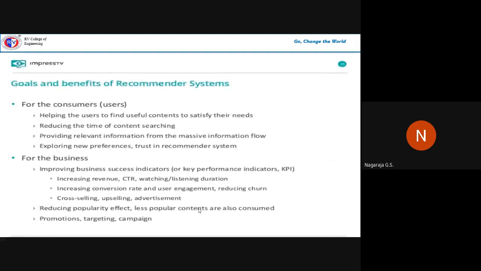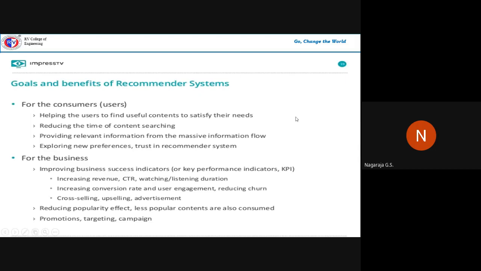However, going ahead with a recommendation system, we have to understand the goals and benefits of recommender systems, which are categorized into two levels. First, the user perspective. A user is nothing but a consumer here, helping the user to find useful content to satisfy their needs.